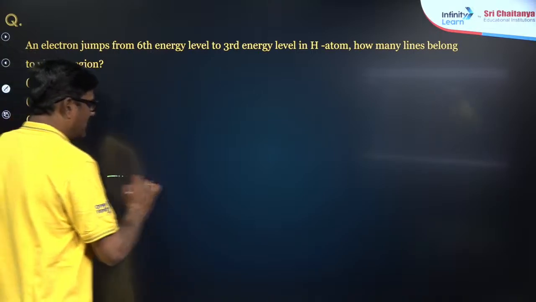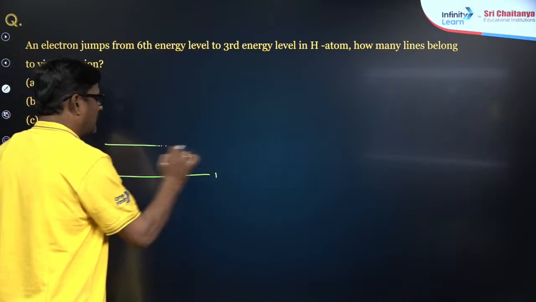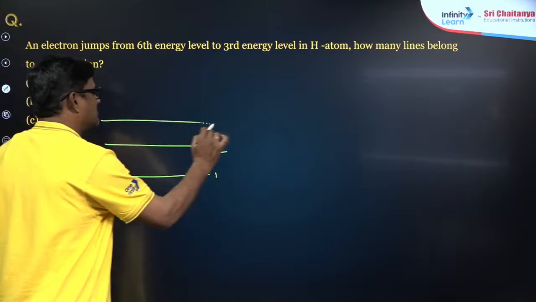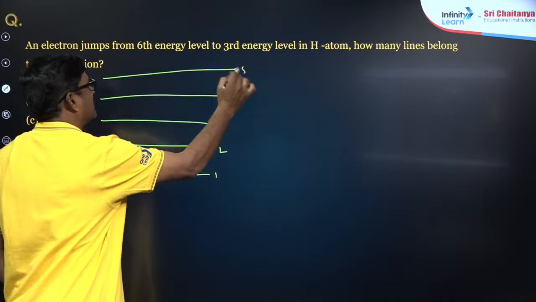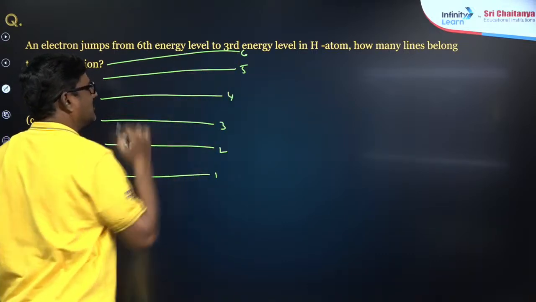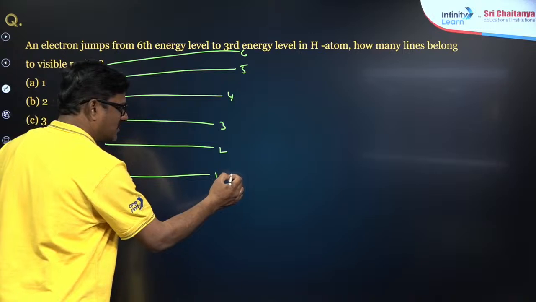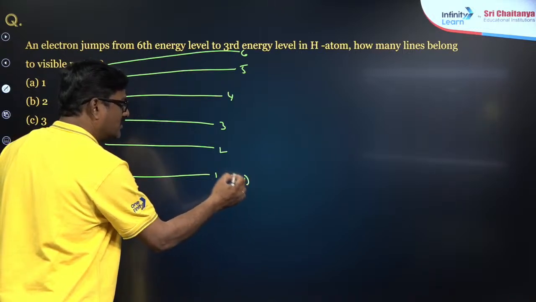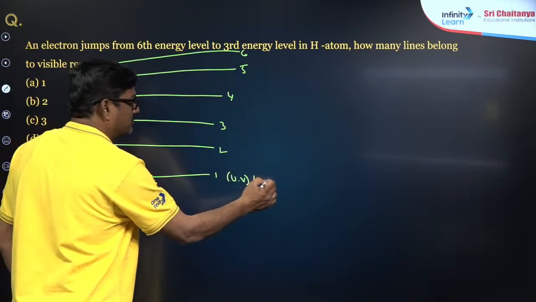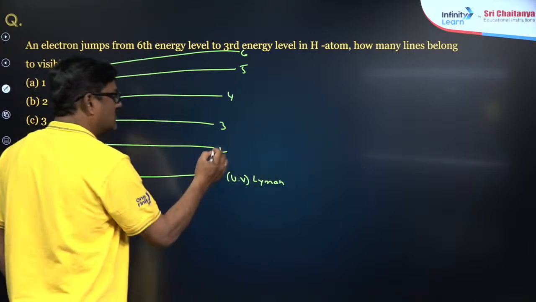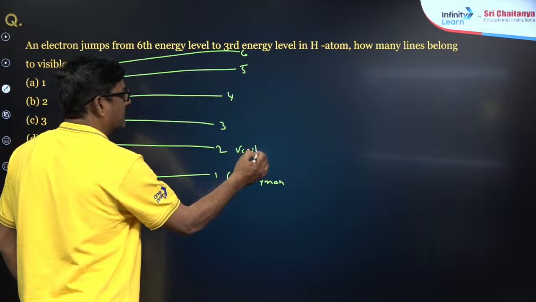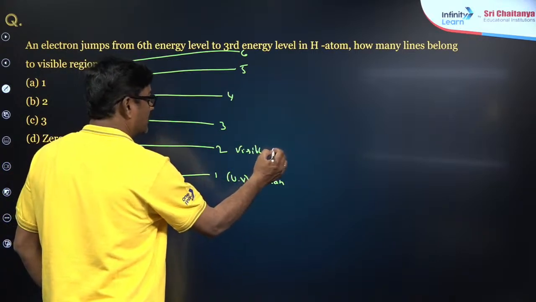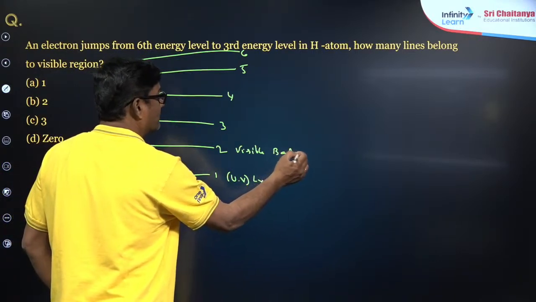Now, if n is equal to 1, n is equal to 2, n is equal to 3, n is equal to 4, n is equal to 5 and n is equal to 6. If an electron jumps here, you are going to get UV region, Lyman series. If the electron jumps to n is equal to 2, that is the visible region. This is going to be Balmer series.